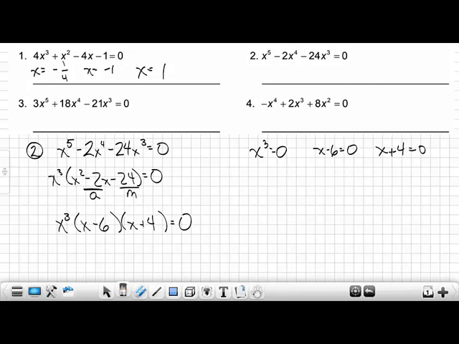So x plus 4 equals 0. What's x equal? X minus 6 equals 0. X equals? X cubed equals 0. X equals? 0. Some number cubed is 0. Only 0 cubed is 0. There's my answer for number 2.